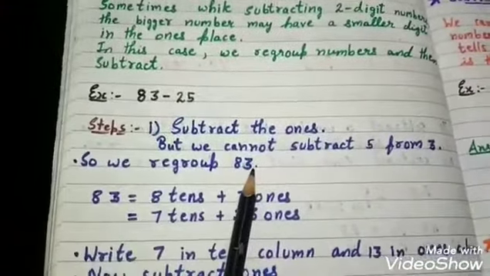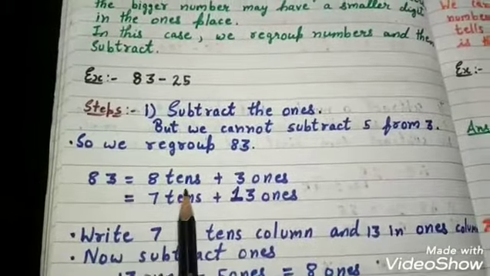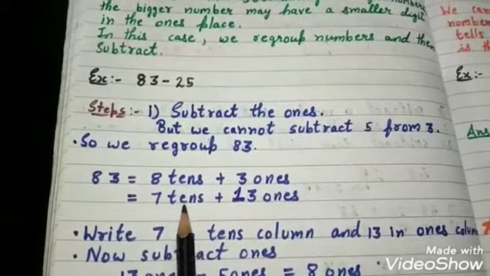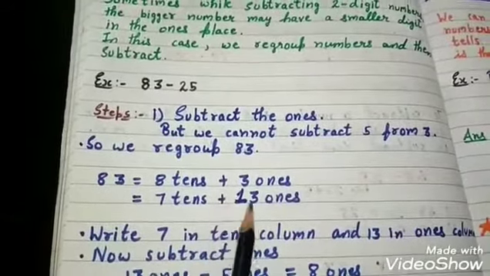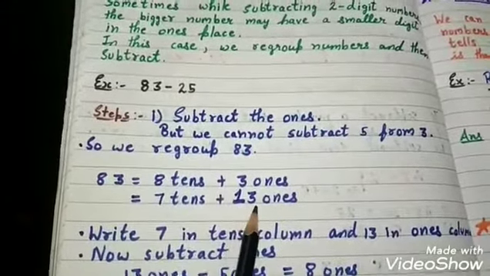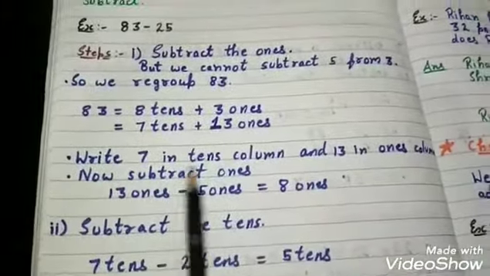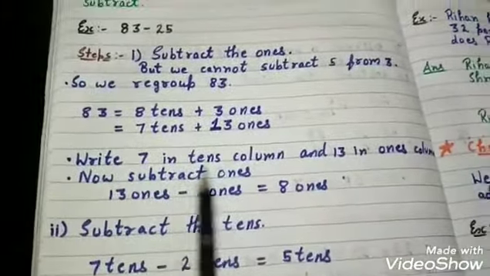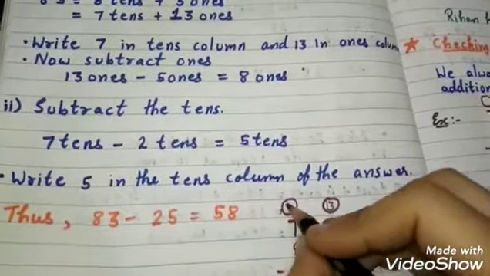So we regroup 83. 83 we can write as 8 tens plus 3 ones. This 8 tens can be written as 7 tens plus 1 ten, and 3 ones. So this 10 ones plus 3 will become 13 ones. So 7 tens plus 13 ones we can write it. Now write 7 in tens column and 13 in ones column. See, this 3 has become 13, so we write 13 in ones column, and this 8 becomes 7, so we write 7 in tens column.